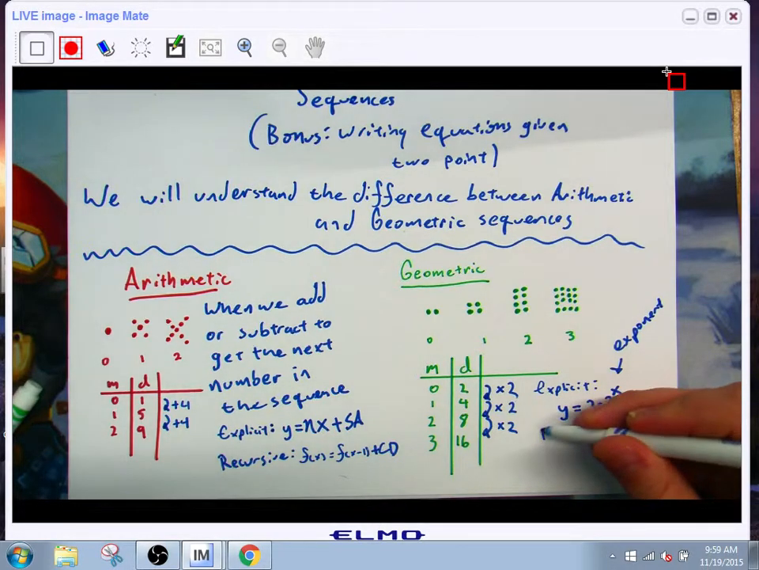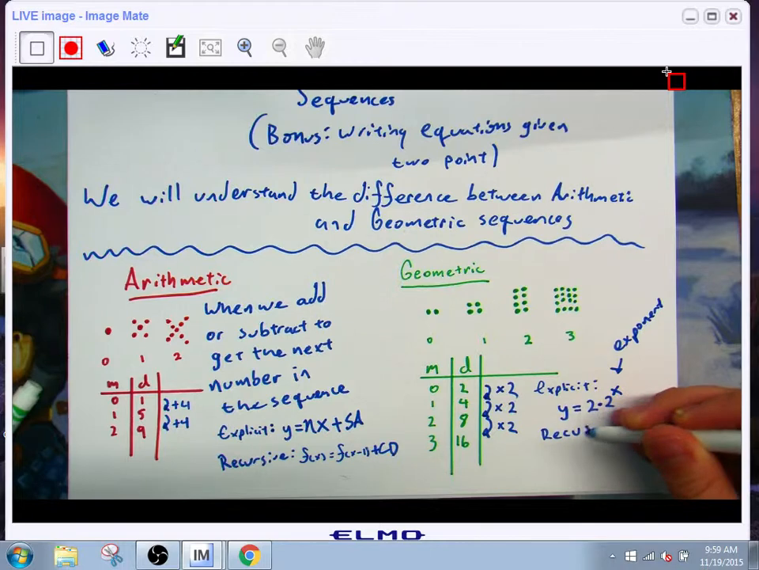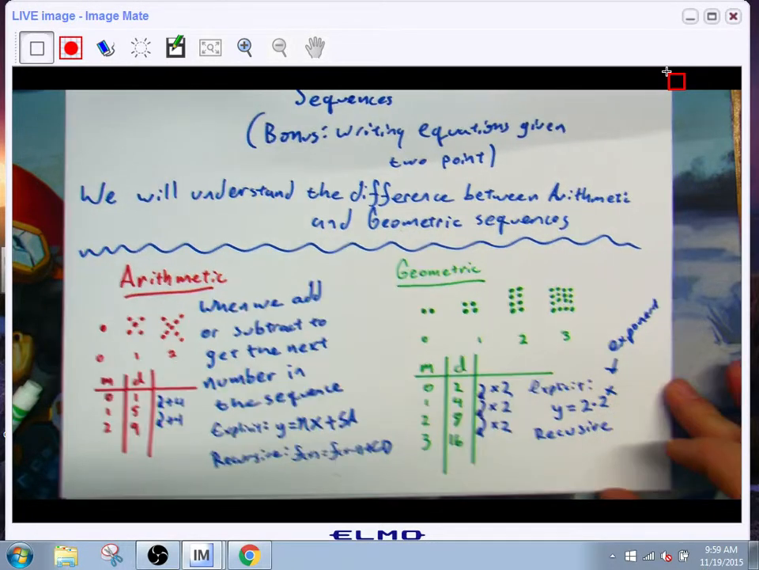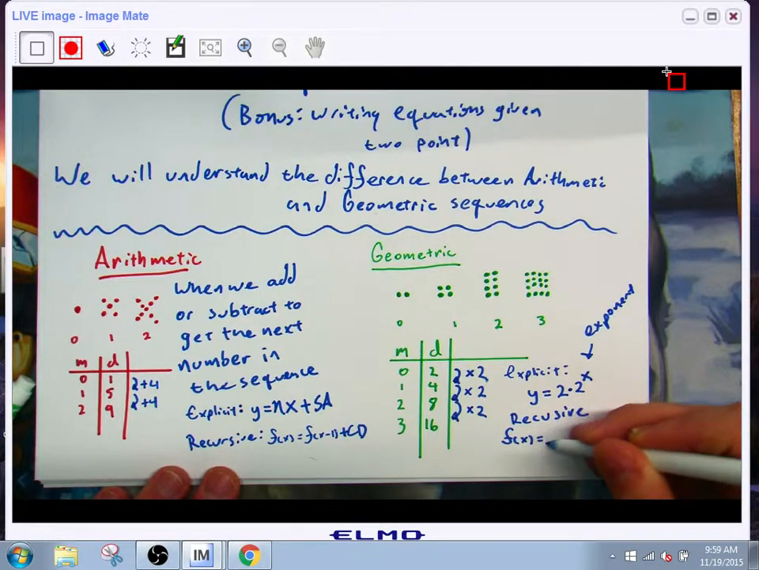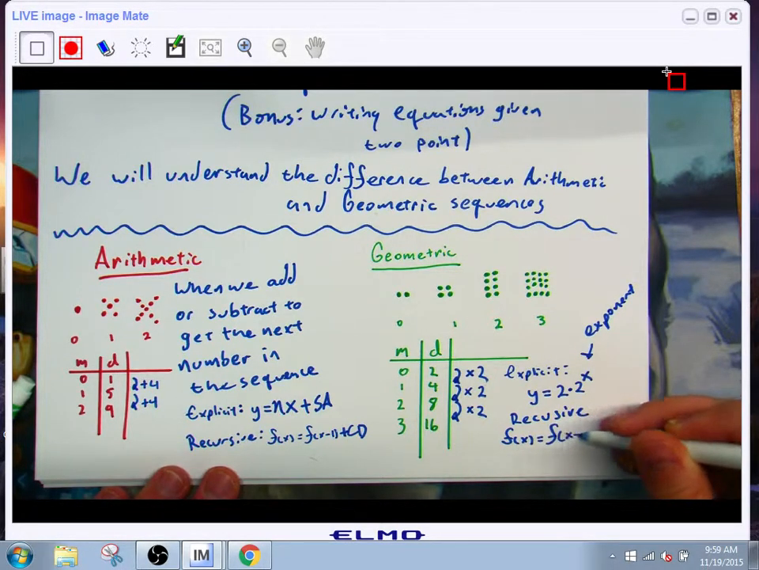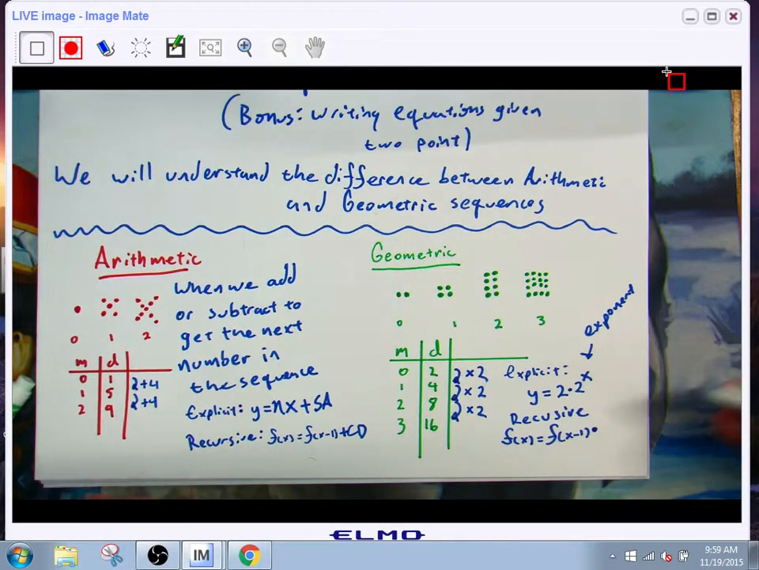Whereas our recursive version, we'll have our f of x equals our previous step, f of x minus 1. And this time it's going to be times some number. I'm going to call it r. Doesn't matter what it is. To multiply by some ratio, by some number.